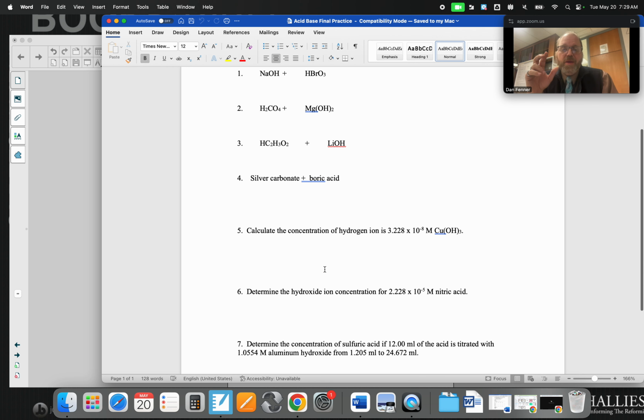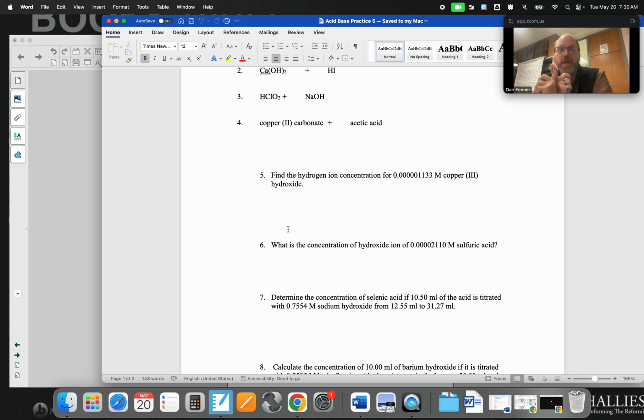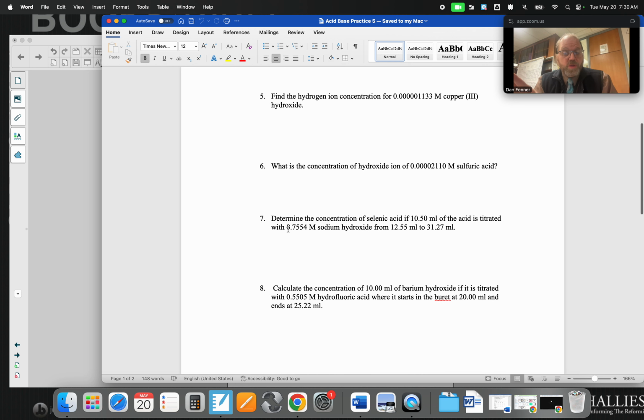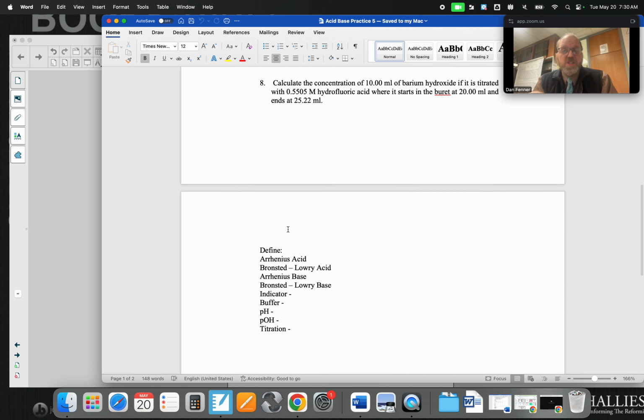Remember for the pH we're using: pH is equal to negative log of hydrogen ion, pOH is negative log of hydroxide ion, pH plus pOH is equal to 14. Hydrogen ion is 10 to the minus pH, hydroxide ion is 10 to the minus pOH. Titrations we've worked through, and then we do have some definitions we want to make sure we identify. So stop the video on the second day, do all of these.